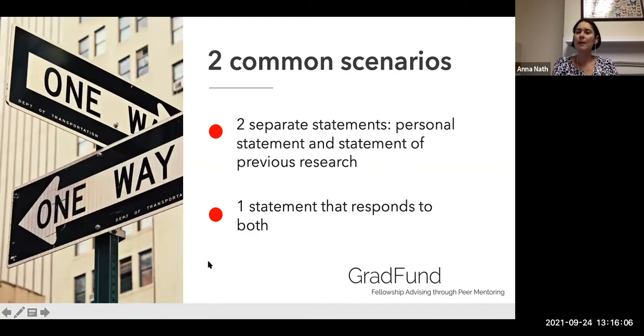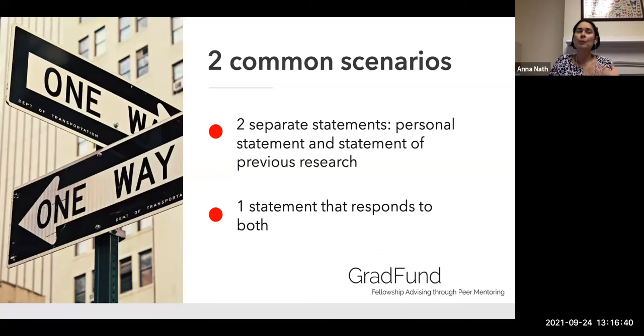So there are two common scenarios out there. There could be two separate statements, which is a personal statement and a statement of previous research. Again, note it's not the statement of your research that you're submitting for a fellowship, but the stuff you've done previously, showcasing your ability to do the research that you're proposing by saying what you've done before, right? So there could be two separate statements for those things, or it could be one statement that responds to both questions.